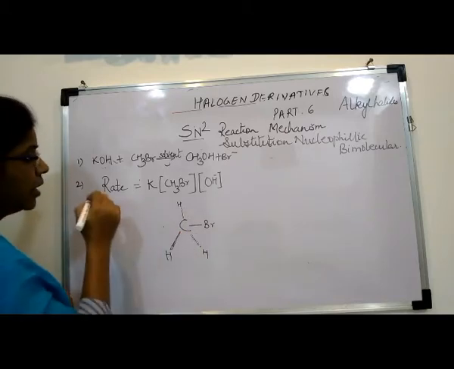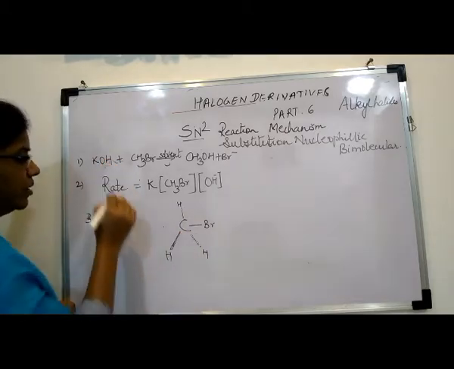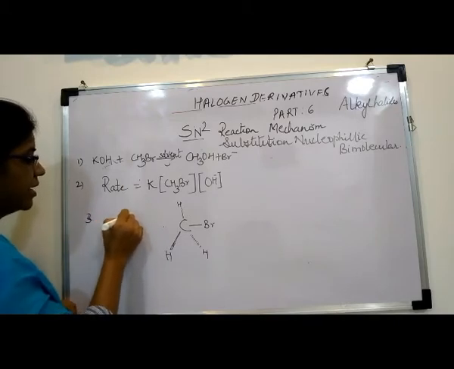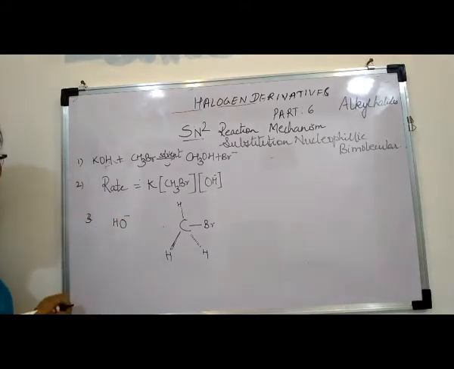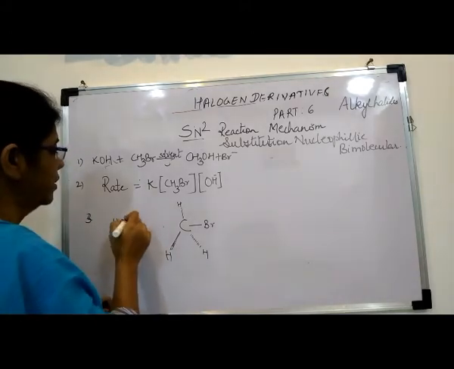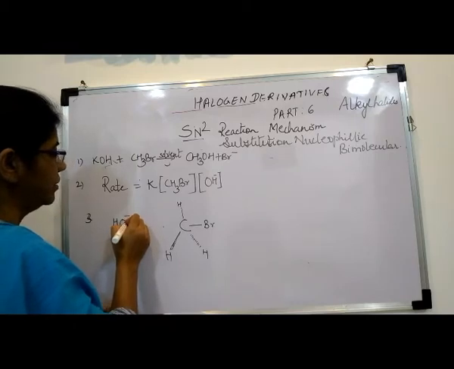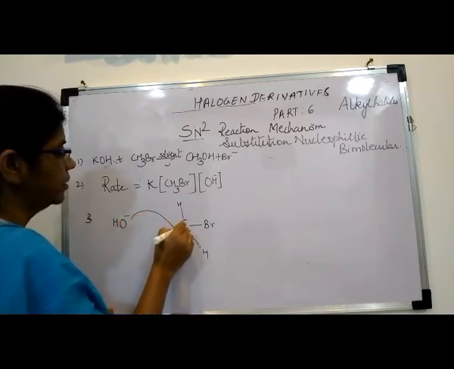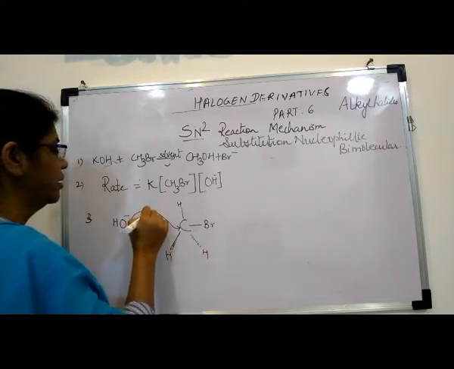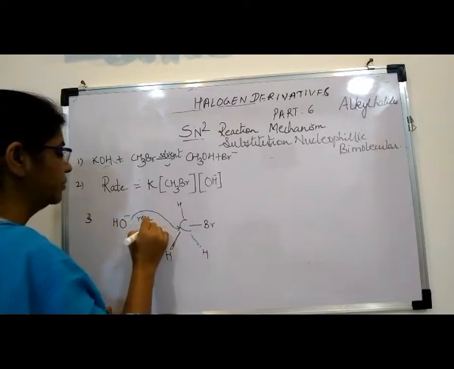Right? Now, when hydrolysis takes place, that is the attack of the nucleophile, OH minus. This will attack the carbon from the side, the rear side, back side.